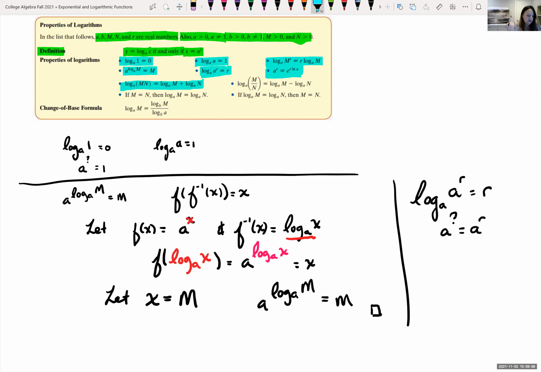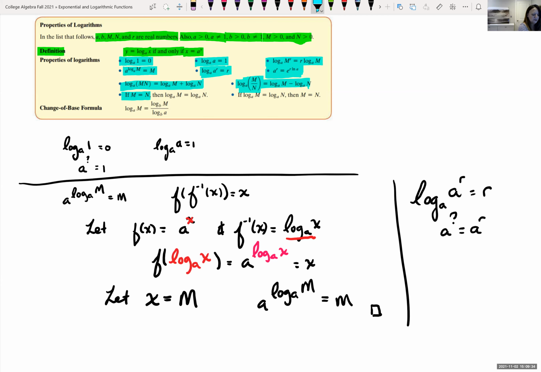If we have log base a of a product of two things, m times n, then we can rewrite this as a string of simpler logs. If it's multiplication in between, then it's addition. So log base a of m plus log base a of n. If we have log base a of m divided by n, then we have log base a of m minus log base a of n.